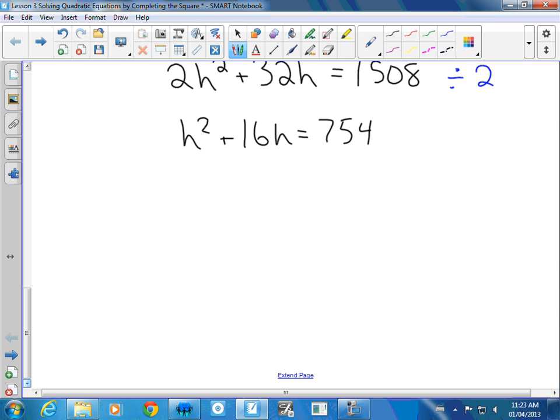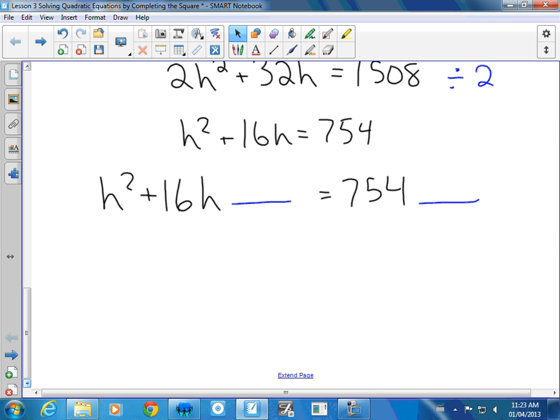Okay, normally what we do is h squared plus 16h equals 754. Now, remember when I did this before, those two lines were on the same side of the equal sign, right? They were all on the same side, it was all equal to 0. The only difference is that I'm going to keep it in balance. I'm going to do something on one side, do something on the other. Okay, so the procedure is still the same.